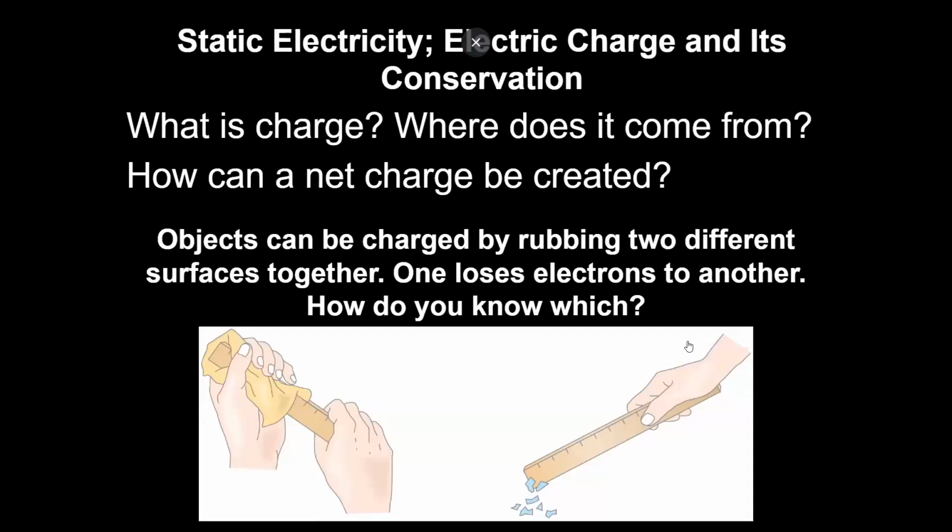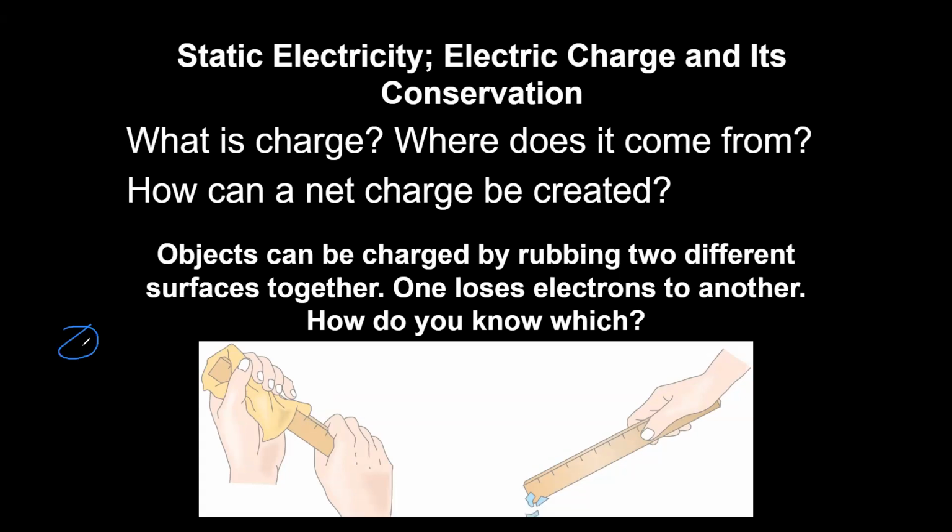Okay, so what is charge and where does it come from? And how can net charge be created? Objects can be charged by rubbing two different surfaces together. Charge is basically a discrepancy in the number of electrons something possesses. You've probably seen the structure of an atom before. In the center, there's a nucleus made up of protons and neutrons.